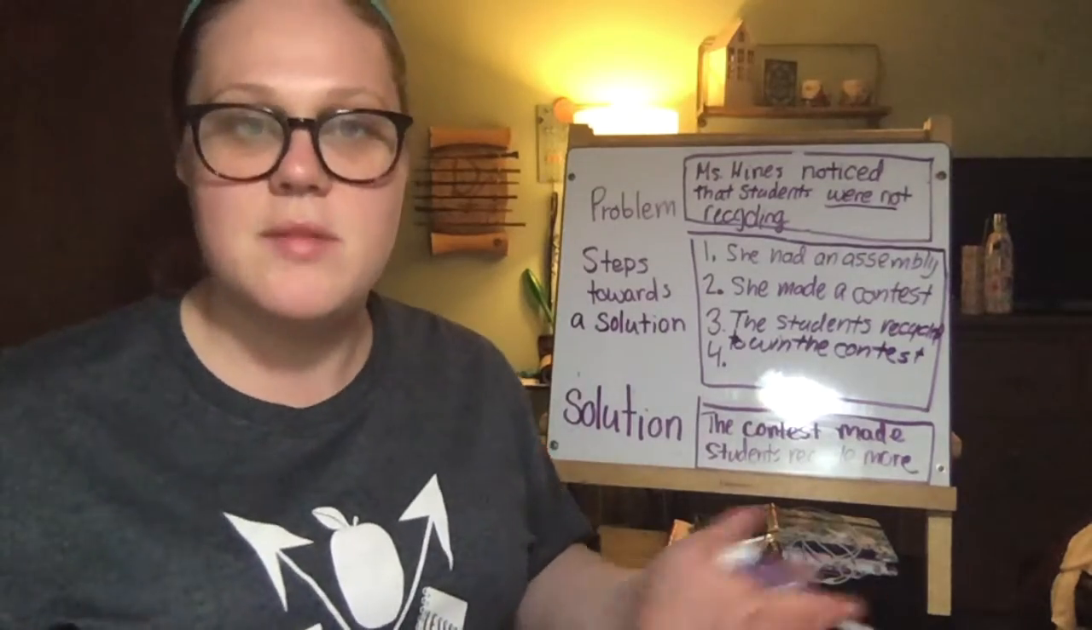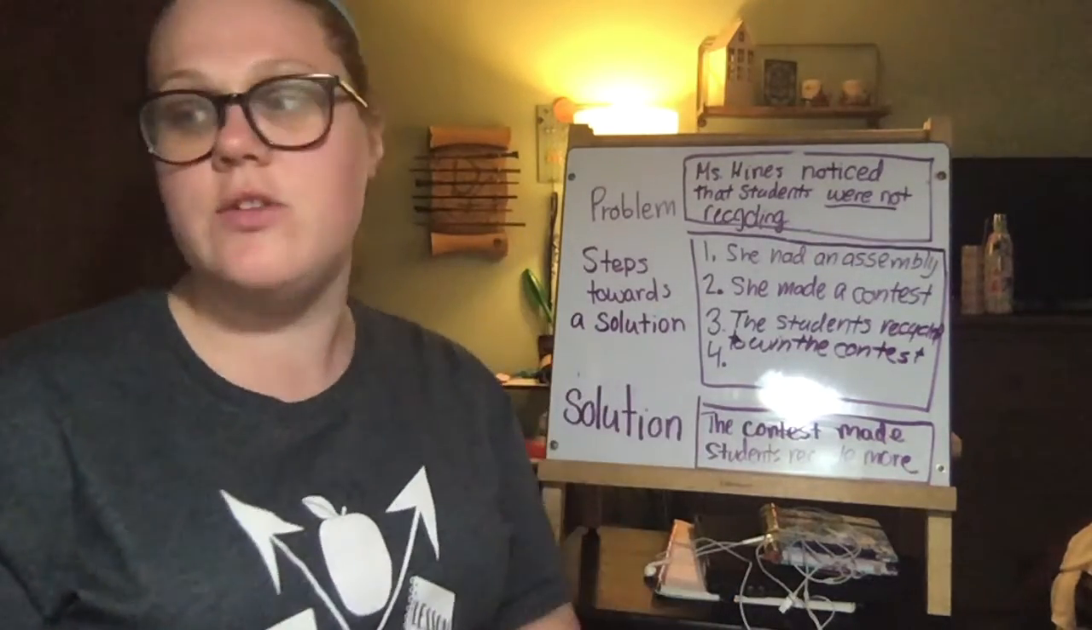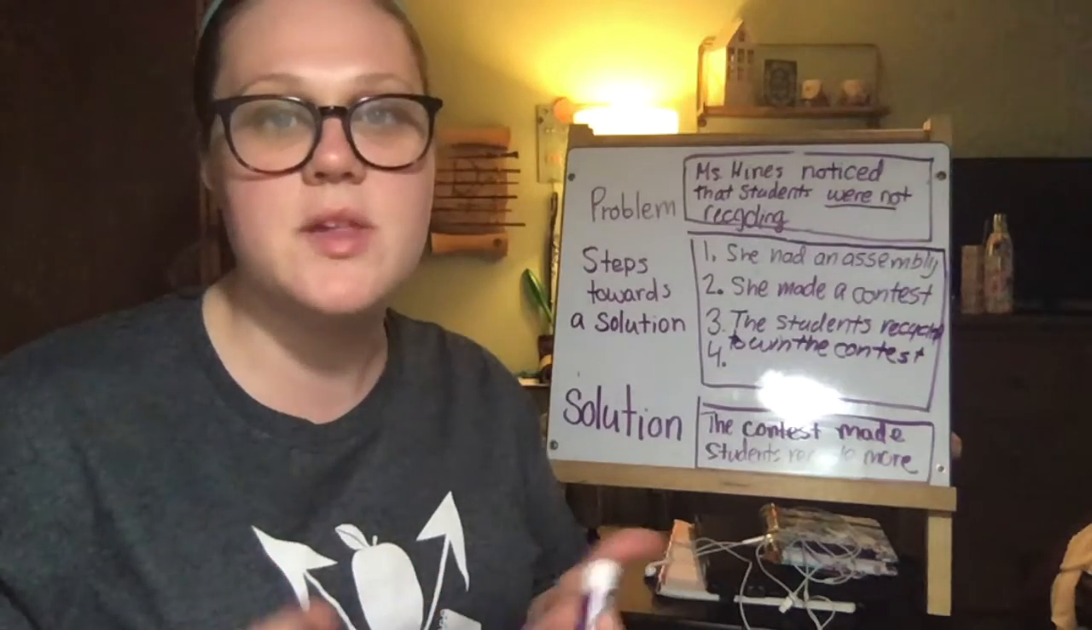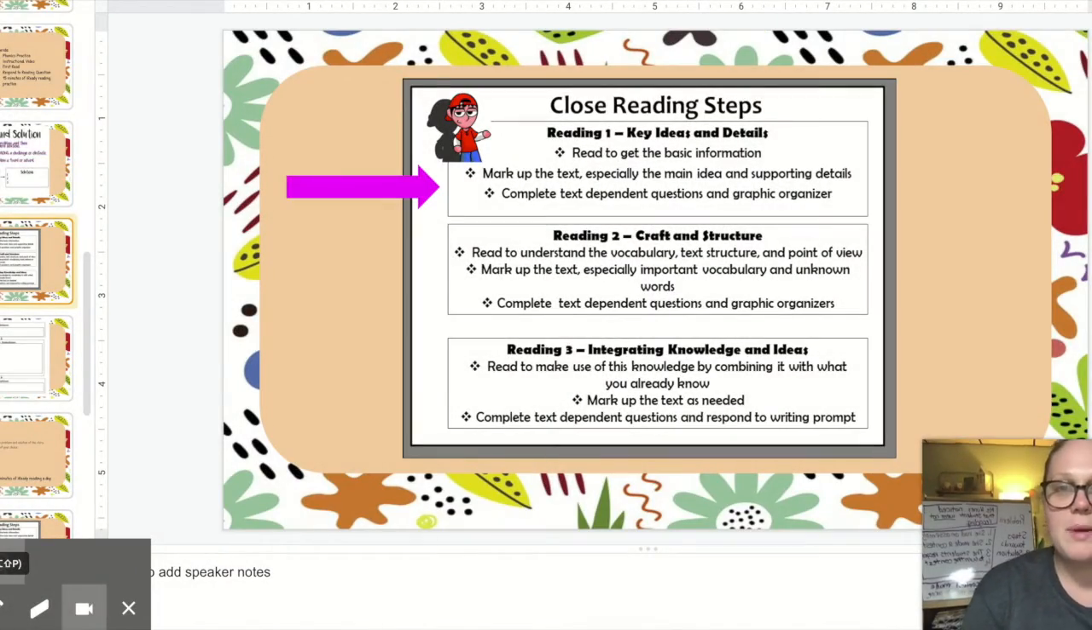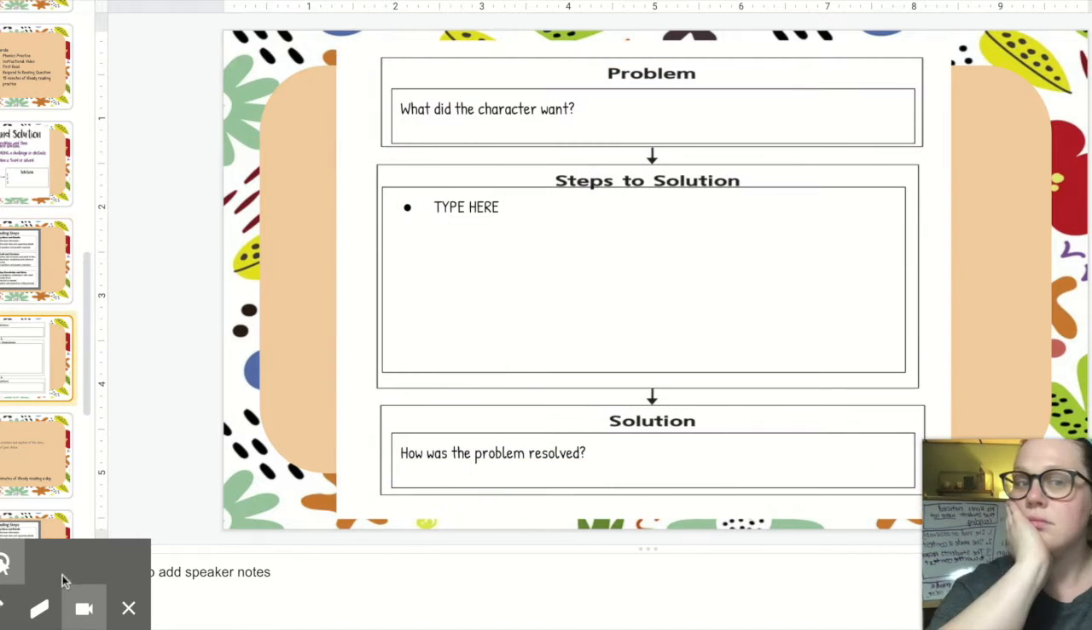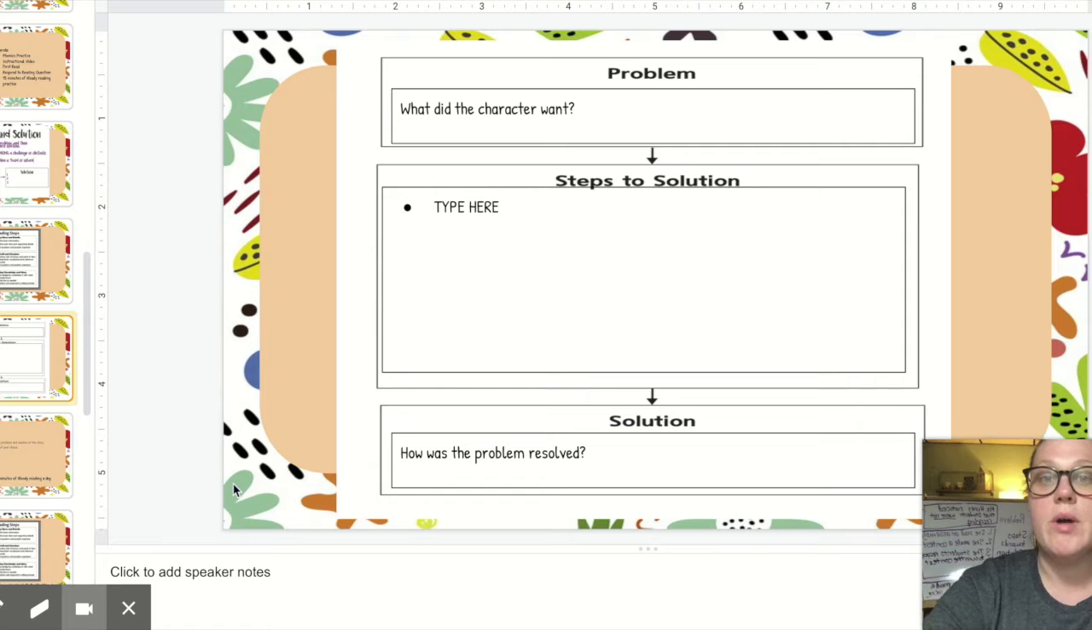And you can use this to map out problem and solution for any story that you read, including this week's story, The Woodcutter's Gift. So now that you've seen problem and solution, I want you to go into that first read of The Woodcutter's Gift, and I want you to think about the basic information. What is the story mostly about? And make that graphic organizer for problem and solution. So you can really think about what it was that the character really wanted and what was the solution, or how was the problem resolved.